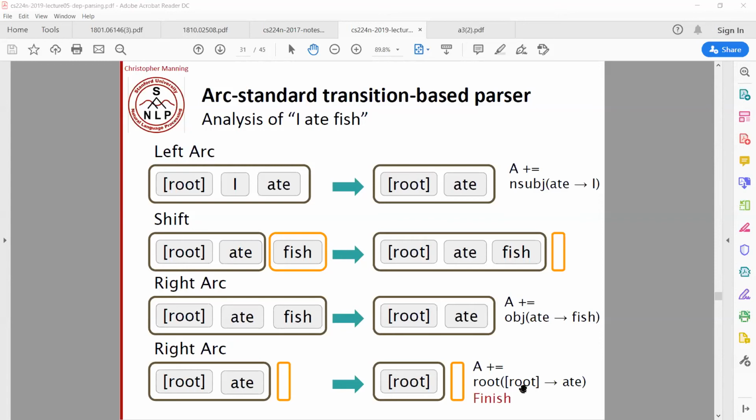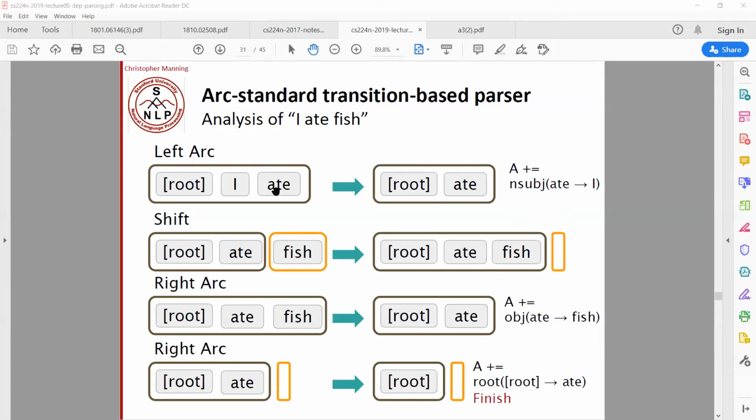One other thing to point out is the arcs that it generates. In the first case, when I is dependent on 8, it's a left arc. Whereas the other two are right arcs because they go from the root to 8 and from 8 to fish. So that's what I didn't understand. So this is a left arc, yeah?